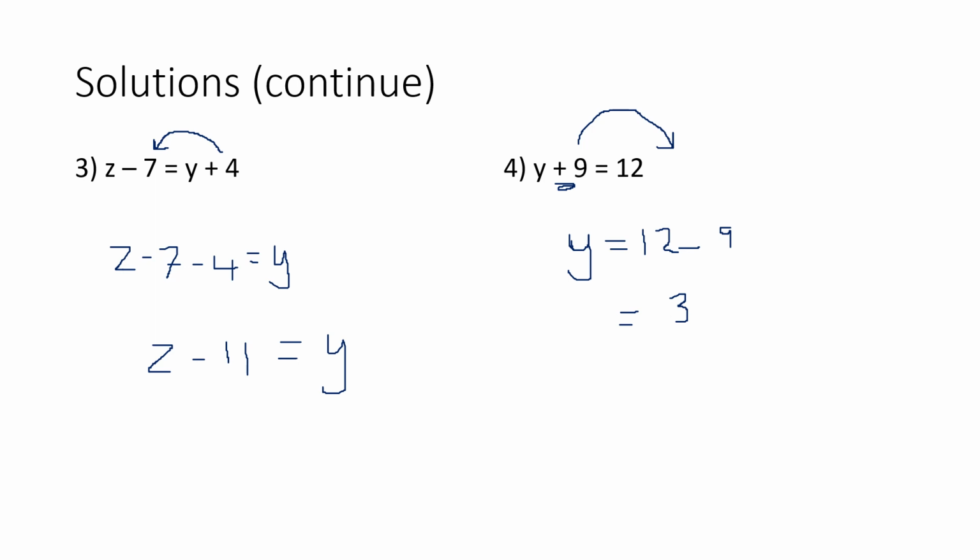And again, this is one we could prove. If we put back 3 instead of y here, because y is 3, we could always replace the value of y with 3. And if that's true, then 3 plus 9 is indeed supposed to give us 12. And this is the case here. 3 plus 9, sorry, gives us 12.